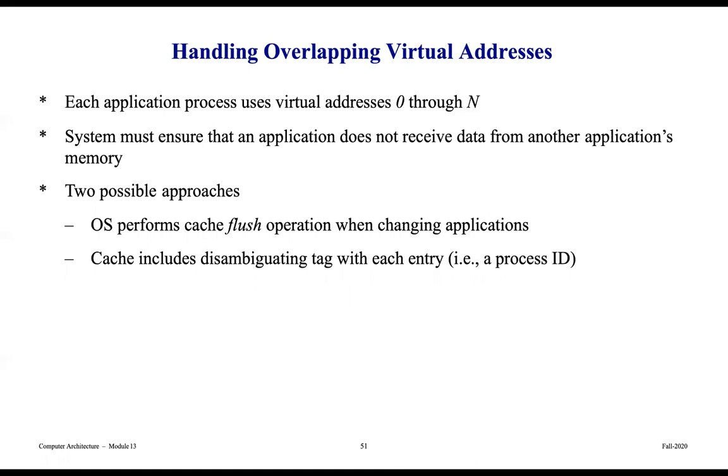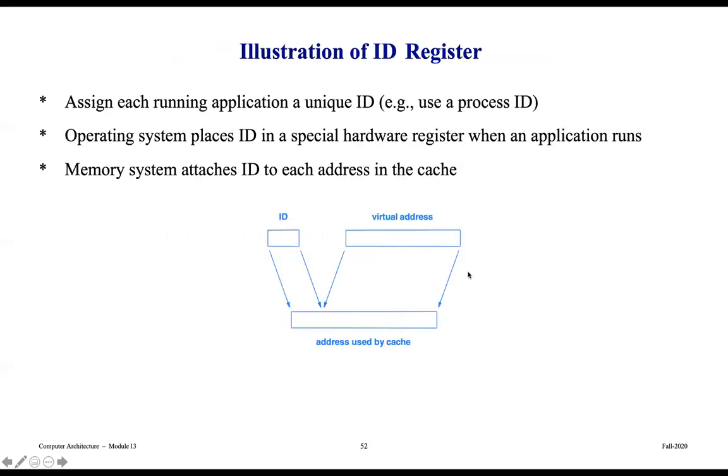How about handling overlapping virtual addresses? Each application process uses virtual addresses 0 through n. The system must ensure that an application does not receive data from another application's memory. There are two possible approaches. The operating system performs cache flush operations when changing application, or the cache includes an disambiguation tag with each entry that is a process ID.